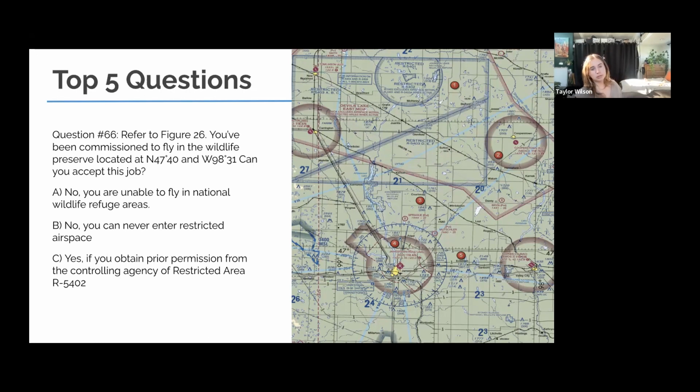So this is another one where we're identifying a specific coordinate or coordinates and then having to identify the associated airspace and if we can fly in it. So I'll give you guys a minute to figure this one out.